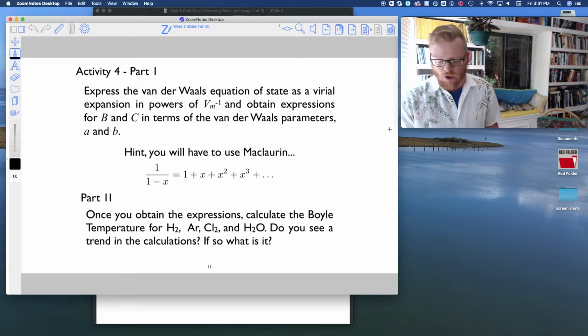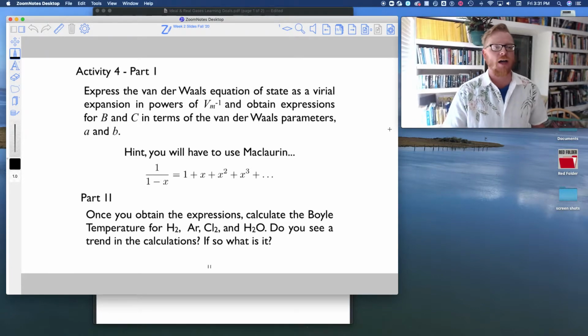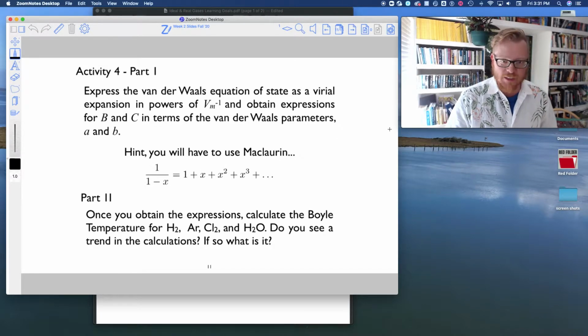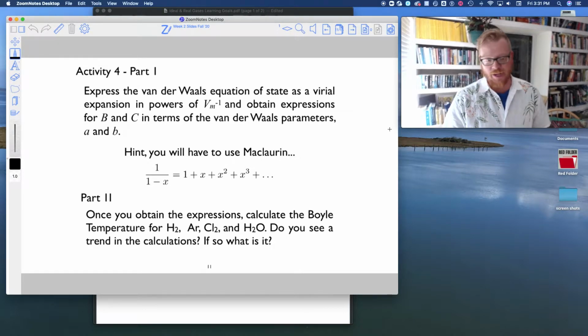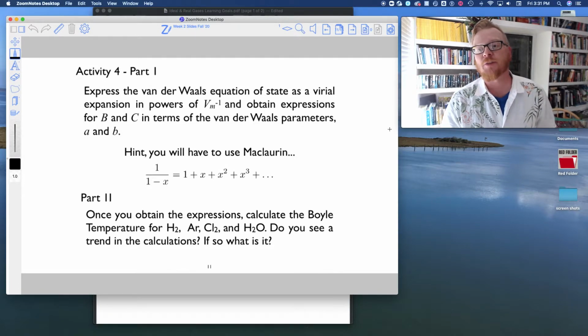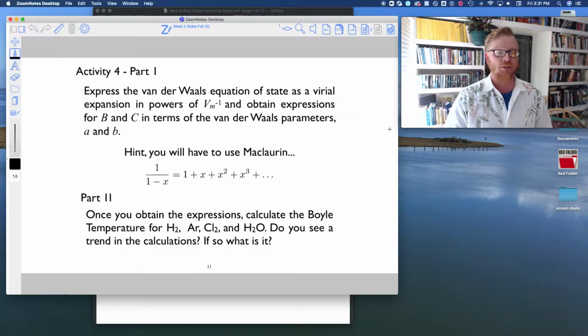We're going to start this off with one of these activity slides, okay? I'm going to do part one because it's pretty gnarly. It's a derivation. Part two, I'd like you to pause the video and try it yourself. It's just doing some plug and check calculations, okay?